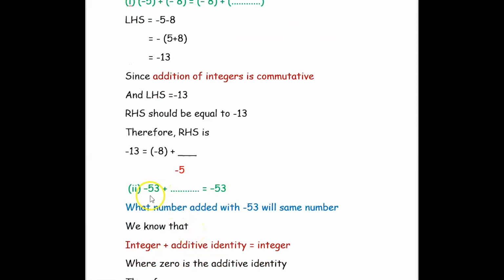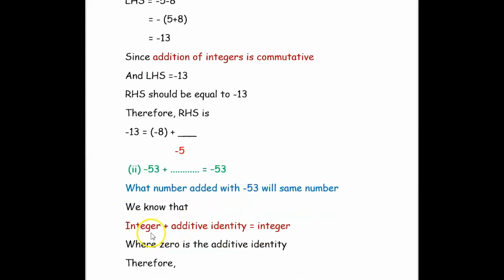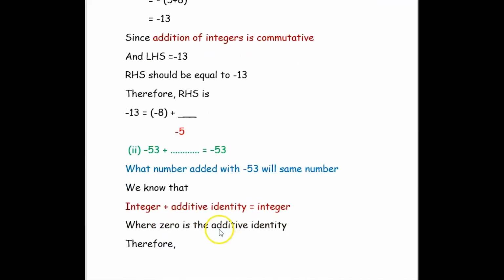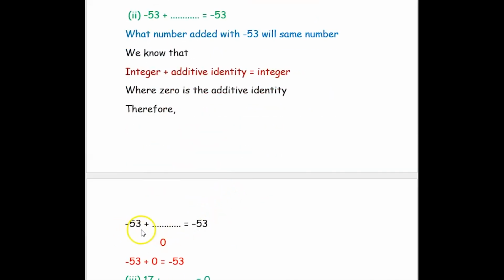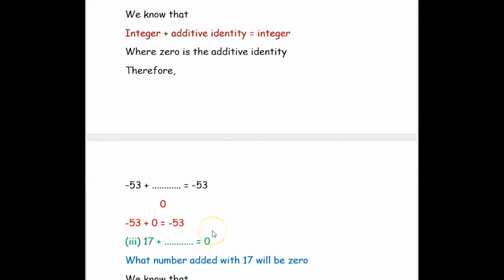The next question is, negative 53 plus blank is equal to negative 53. So what number added to negative 53 will give you the same number? So we know that an integer plus the additive identity is equal to the same integer. So 0 is the additive identity. Therefore, negative 53 plus 0 is equal to negative 53.